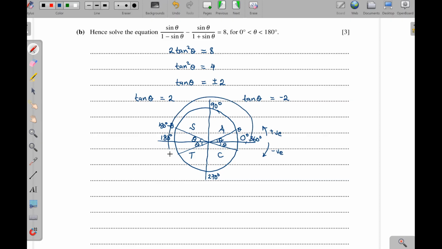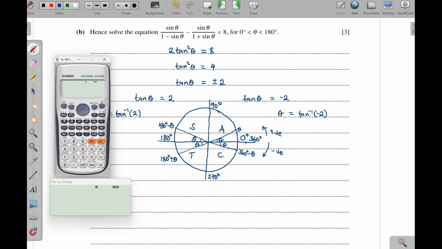Now to move from here up to here, this is 180, then plus the theta here. So we have 180 plus theta. And then here, you move like this up to here, that will be 360 degrees minus what? Theta. Now, here, tan is positive, right? So our theta then shall be equal to the arctan of 2. And then here, our theta will be equal to the arctan of negative 2.